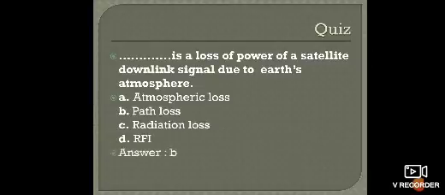Why? Because I have already told you that the downlink signal is coming from the satellite transponder to the Earth station. So whenever we have some problems across the Earth's atmosphere, there is a loss in our path. There are some disturbances or interferences in our path, so that is called path loss. Okay, that is the second option.